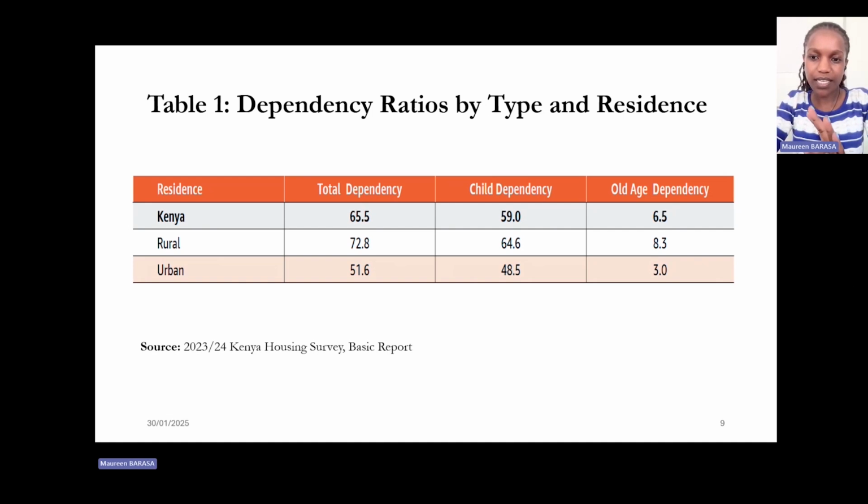These are situated in Kenya, and that shows how many people are dependent maybe on a household head or maybe a single income for shelter and for food and among other things.